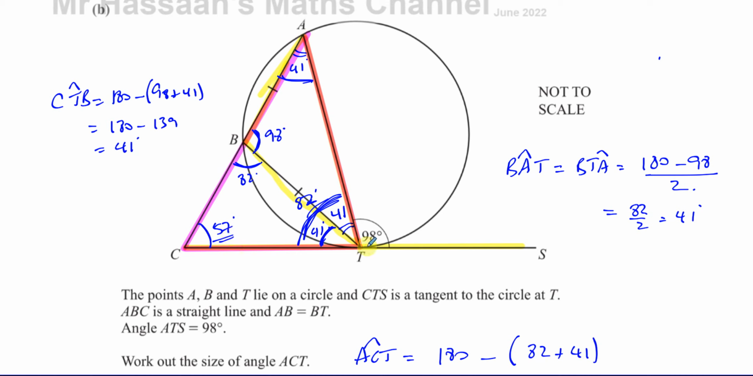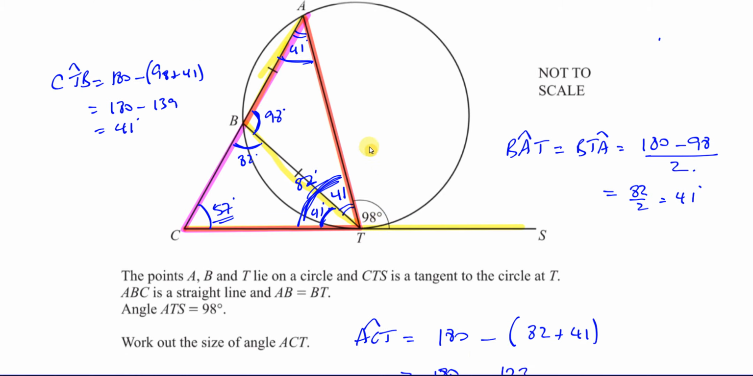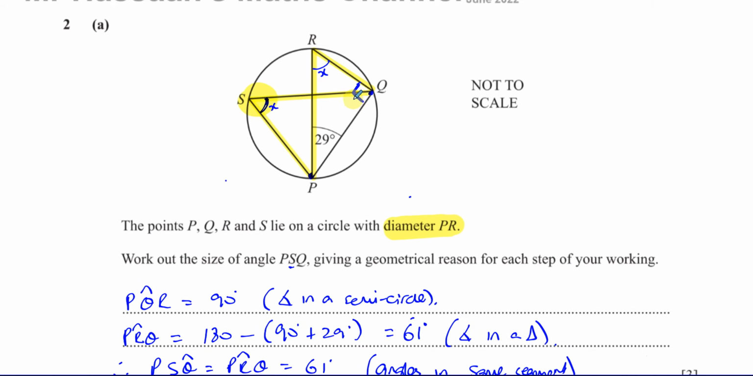Now, the key to this question is understanding the alternate segment theorem. When a tangent meets the chord, okay, the angle formed between them is equal to the angle standing or subtended by that chord on the opposite side of the circle. So this angle here is the same as the angle there. These two are both 98. That's the key to answering this question. Once you've got that angle, all the other angles fall into place. Okay, so that's a very important rule that you need to know. Okay, so you should know the alternate segment theorem for us to be able to answer this question properly.